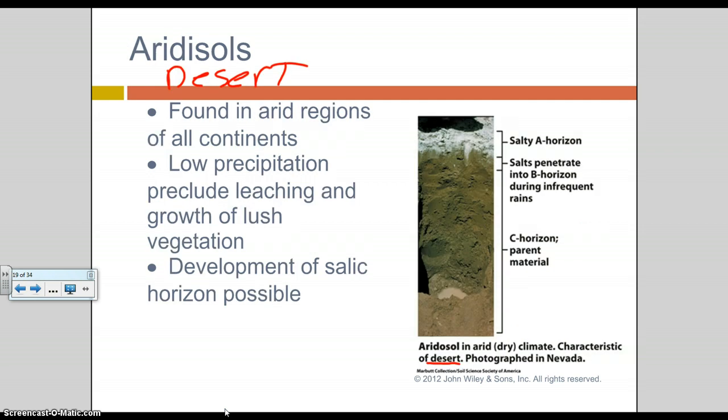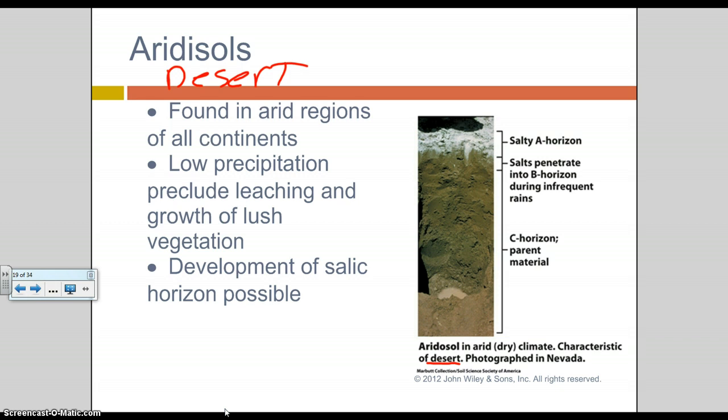Now, iridosols, you can kind of assume by its name where you might find these, and that is in the biome of deserts. And deserts are very dry or arid. Now, you have a salty A horizon. All right, there's low precipitation, but what precipitation does fall evaporates and can leave behind precipitates known as salts. And these salts create a salty A horizon.